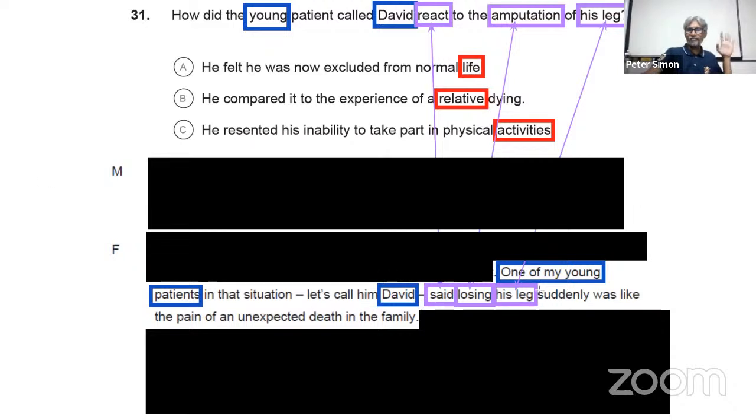The first part is done. One of my young patients in that situation, let's call him David. That is in the question part. Now let us separate this one. The first part is the question part. Let's halt at David till there. Afterwards, the question part is in the first half, the answer part in the second half. David reacted, losing his leg suddenly, was like. Every word you must identify.